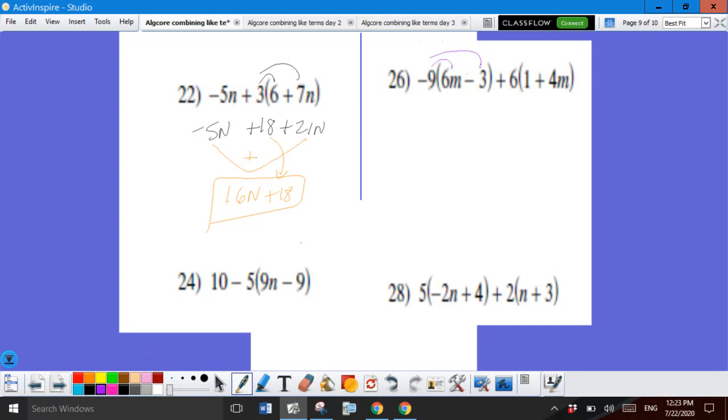This one has a double distribution. Negative 54m. Negative 9 times negative 3 is a positive 27. Plus 6 times 1 is 6. 6 times 4 is 24. All right, looking at this, there's an m, there's an m. We need to put those together. Negative 54m plus 24m is going to give me a negative 30m. And I also need to put 27 and 6 together, so plus 33. So that one is finished. Okay, hit pause, and let's see what you can do with these last two.